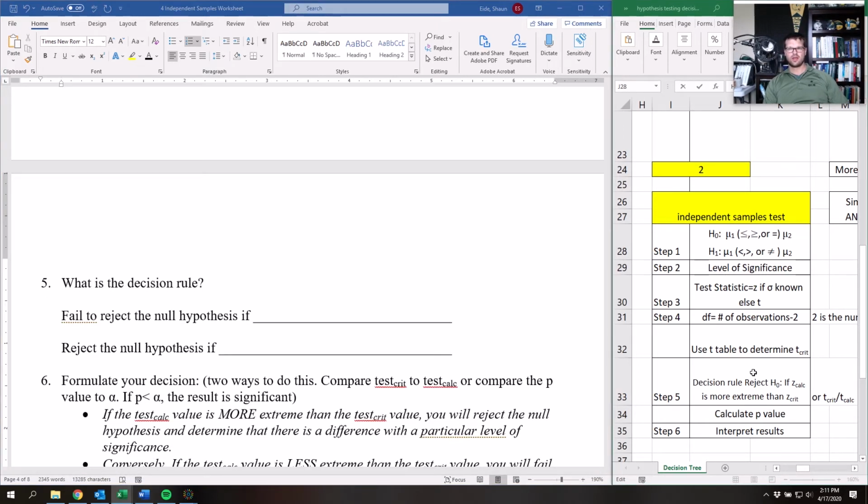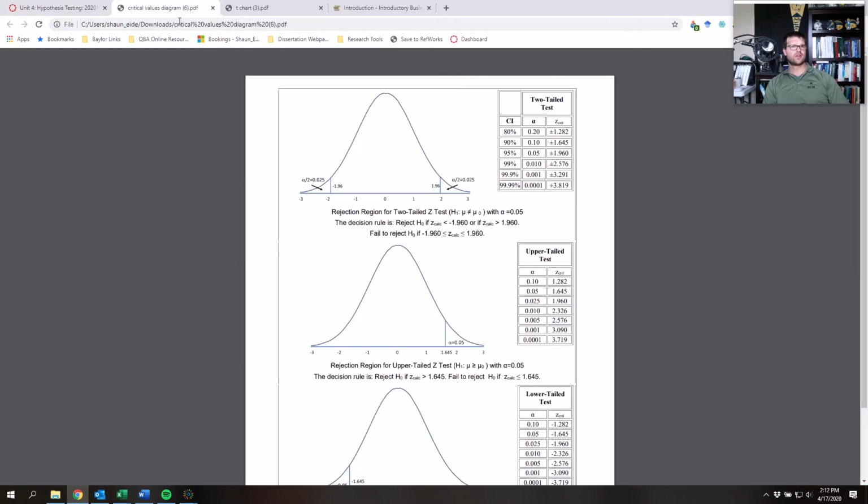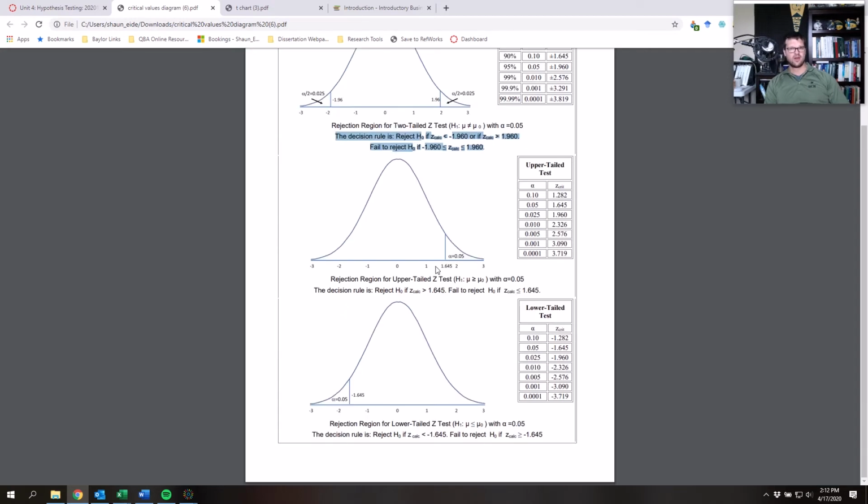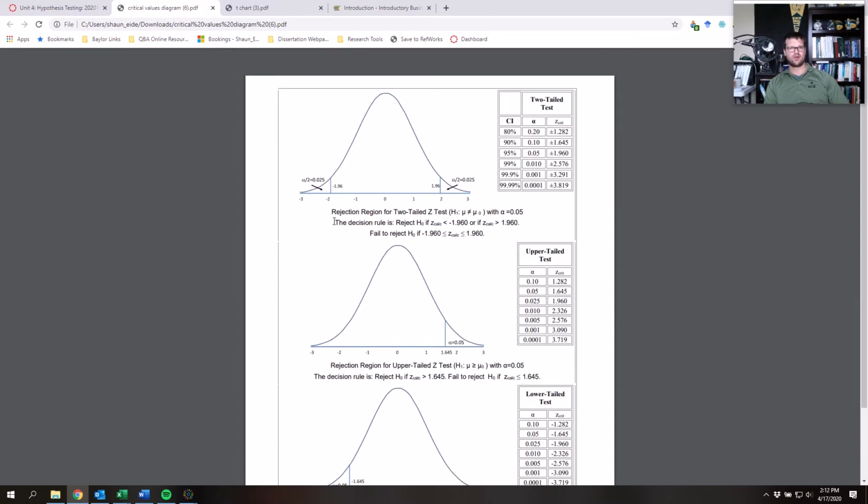Next, what is the decision rule? We're going to pull something out really quick. We've got the critical value diagram, and this is a two-tailed test. And you notice I have these decision rules literally written out, and for a two-tailed test, it's almost always going to follow this exact setup. For a one tail upper, it's going to follow this setup. For a one tail lower, it's going to follow this setup. So just follow it right along.